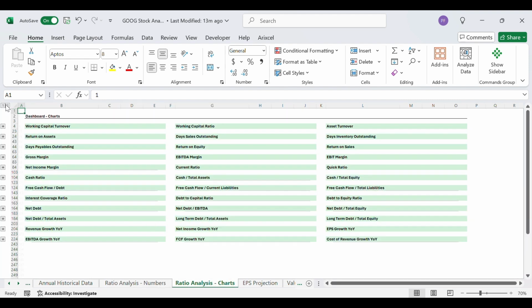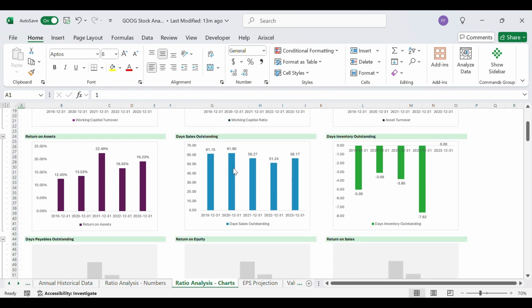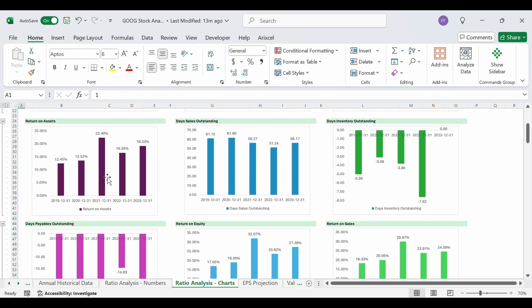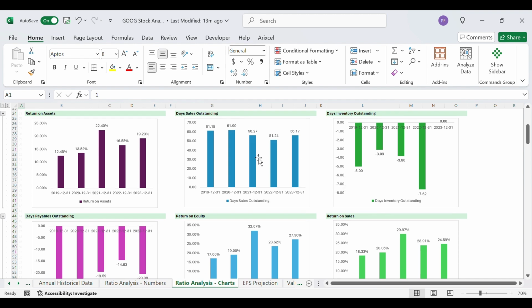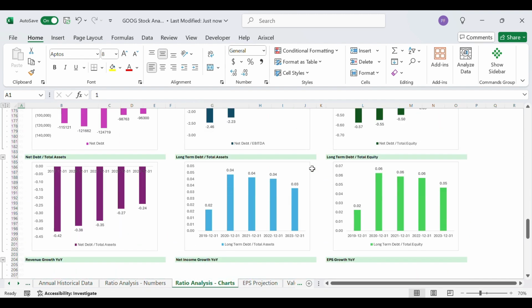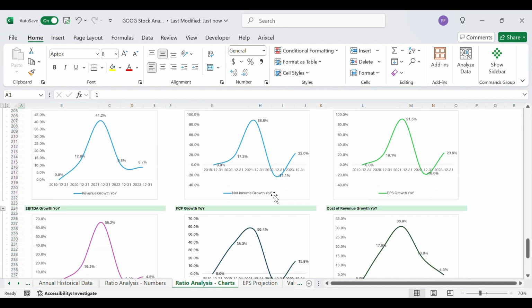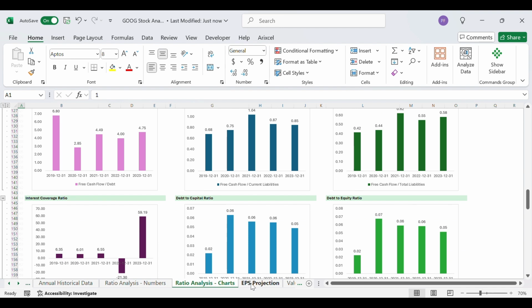Next tab is the same thing, but instead of numbers and tables, charts. So you can find the same metrics across the same set of financial ratios, but in charts, so that to provide a visual representation of how the company is performing against a certain metric.